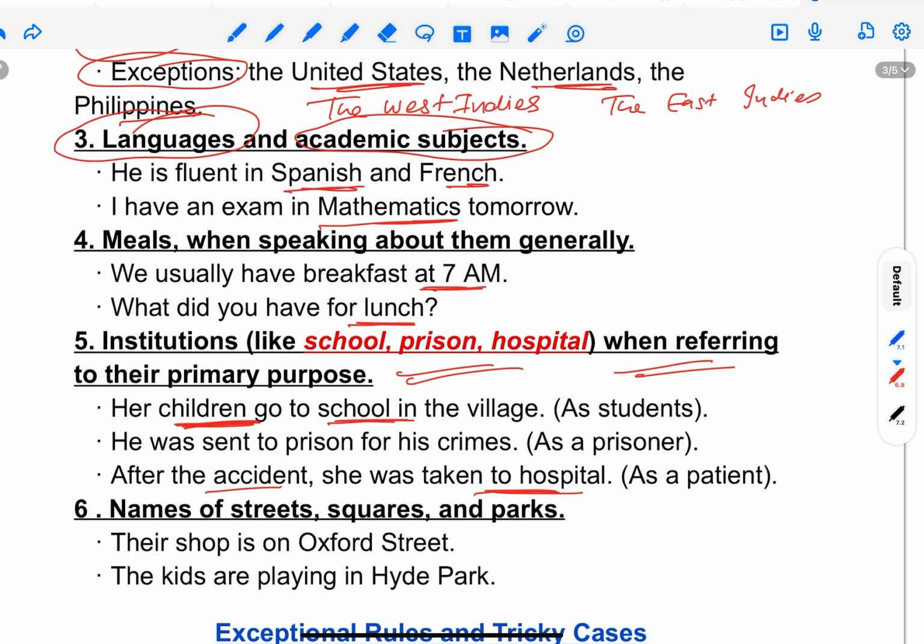"He was sent to prison for his crimes." So, as a prisoner, he was sent. But suppose someone went to visit the prison, he went to the prison to have an interview with the prisoners. So this is an example of special situations where articles can be used with institutions like school, prison, and hospital.